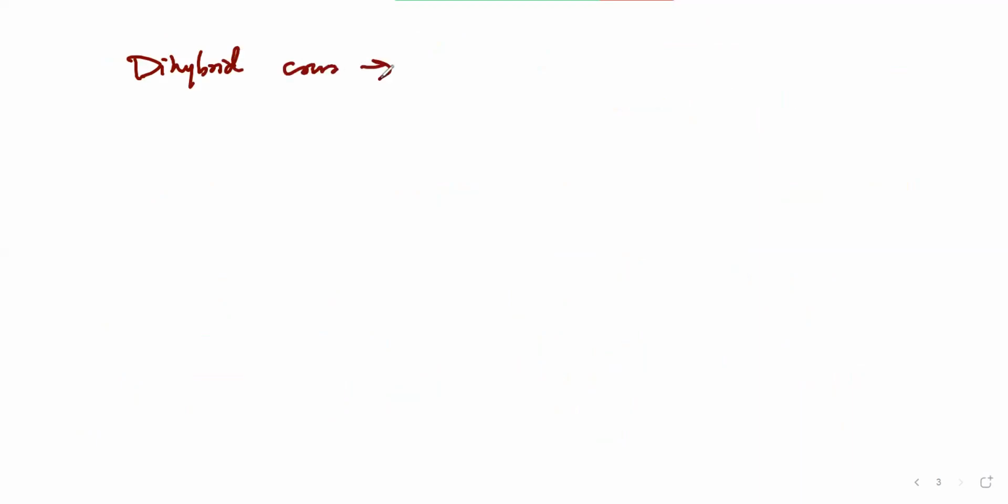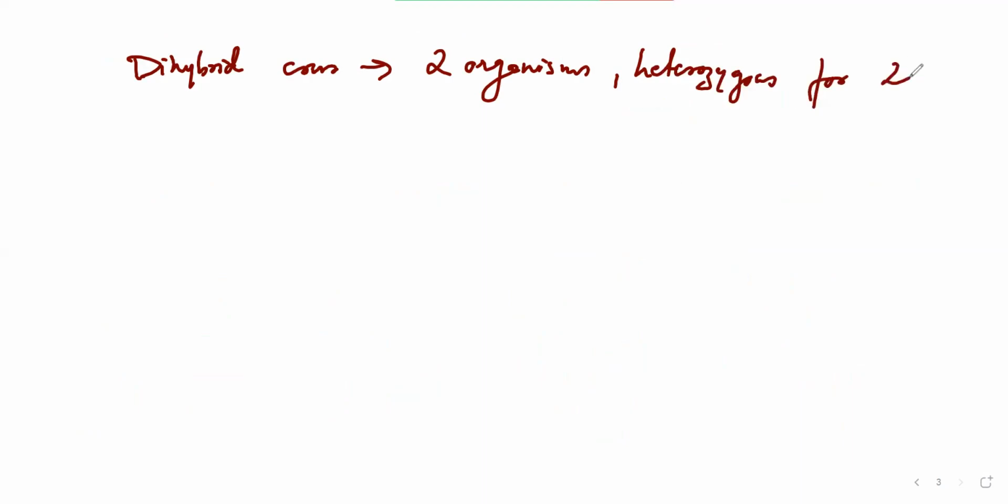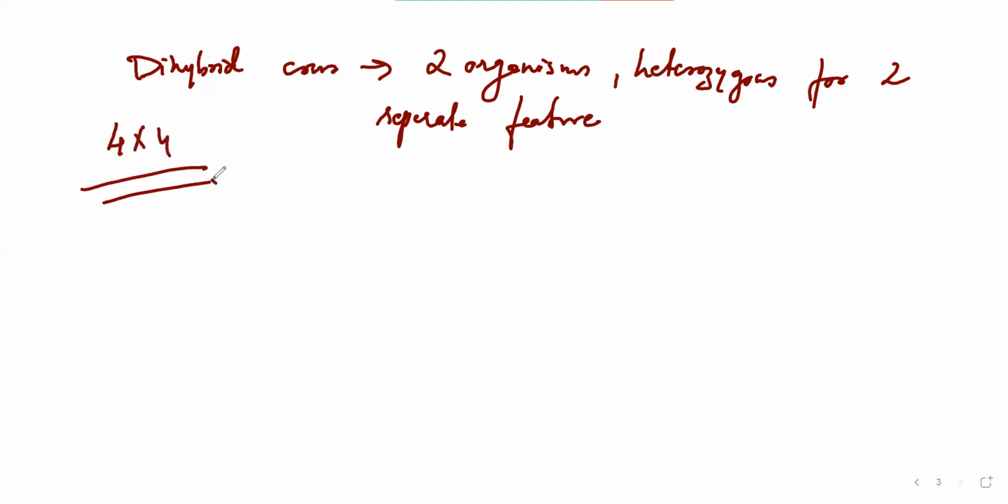Here, instead of one gene, one characteristic, you will be having 2 organisms. But they will be what? Heterozygous, for getting 2 separate features. So obviously, here there are 2 organisms and they are heterozygous. So obviously the Punnett square will be big. It will be 4 into 4.